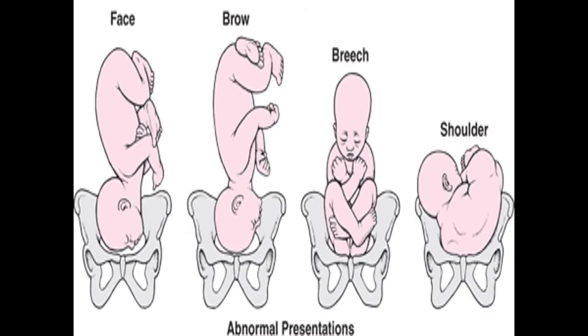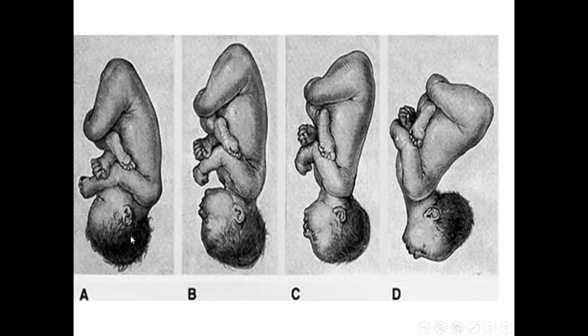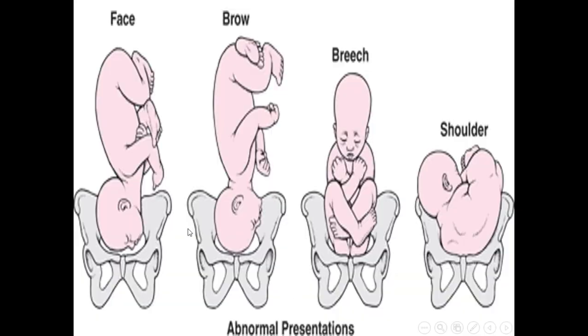Okay, look here again. If we have the fetal head like this, the fetal head here is extended. Where is the mentum? The mentum is here. It's directed to the left side of the pelvis. So we have left mento transverse. Look here, it is prow, right? Where is the frontal bone? The frontal bone is directed also to the left. So we have left fronto transverse.